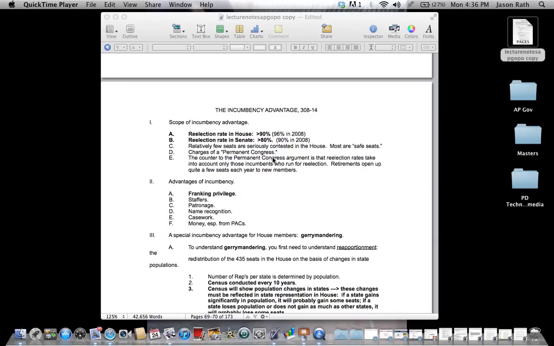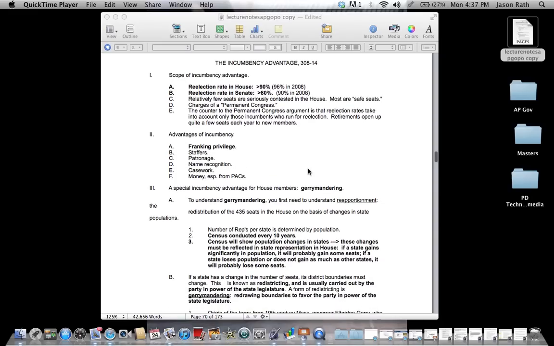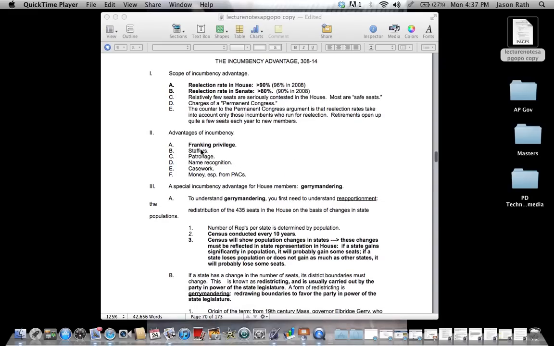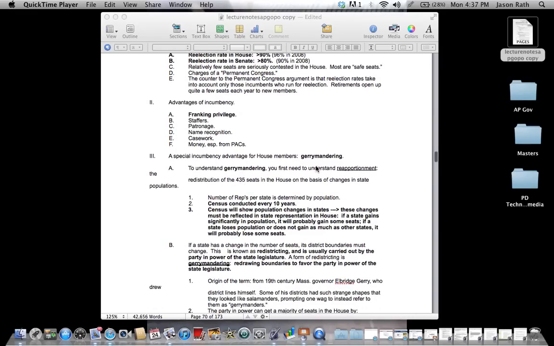Again, we're looking at that. How do you fix this? The counter to the permanent Congress argument is that re-election rates take into account only those incumbents who run for re-election. Retirements open up quite a few seats each year to new members. The advantages of incumbency: you have the franking privilege, free mailing, staffers, patronage, name recognition, huge casework. You can always go back to that, and money, especially from political action committees. Another incumbency advantage is this thing called gerrymandering.